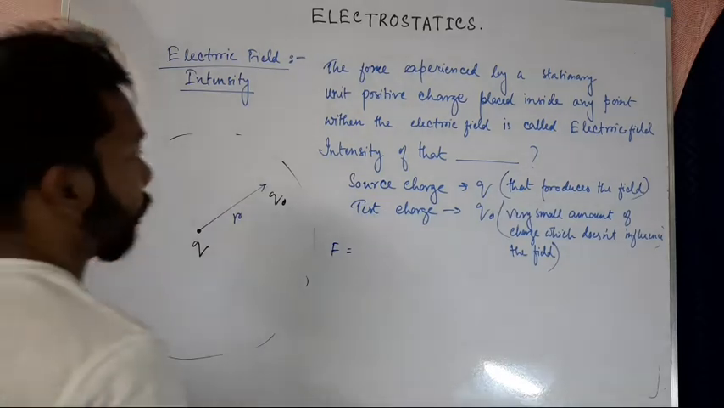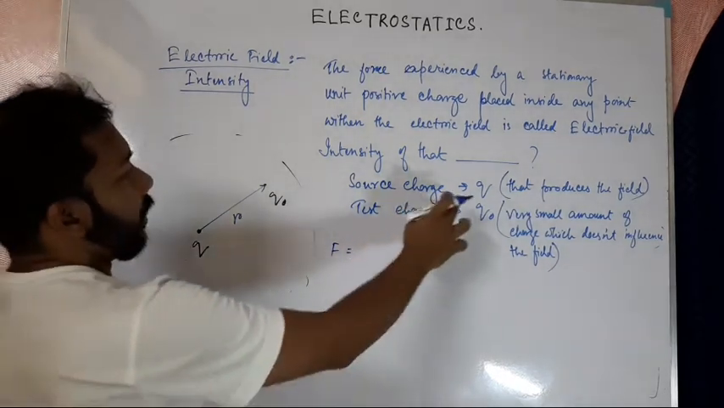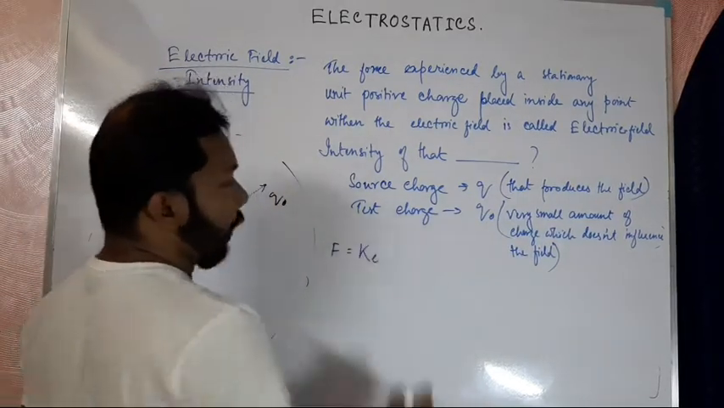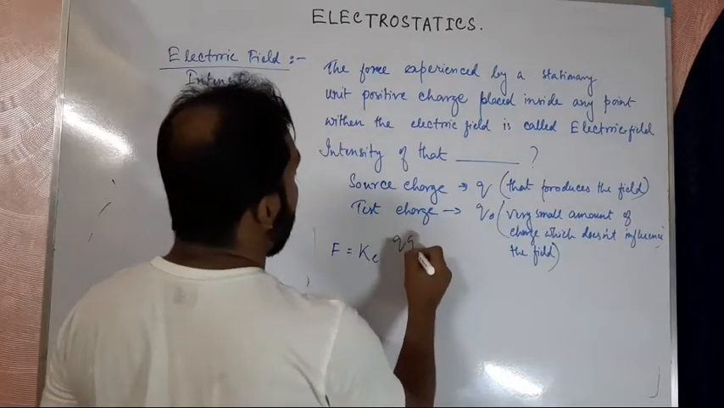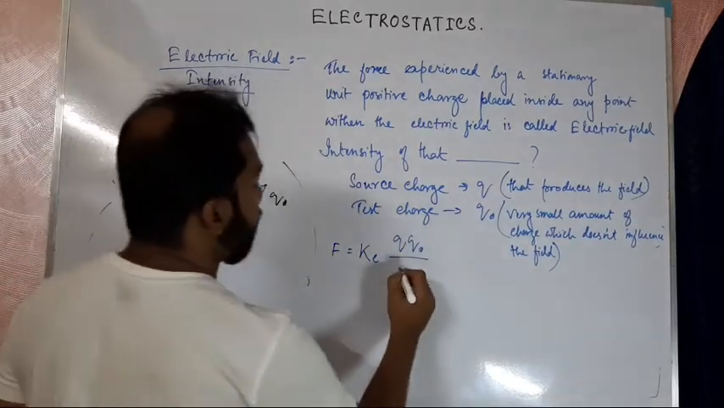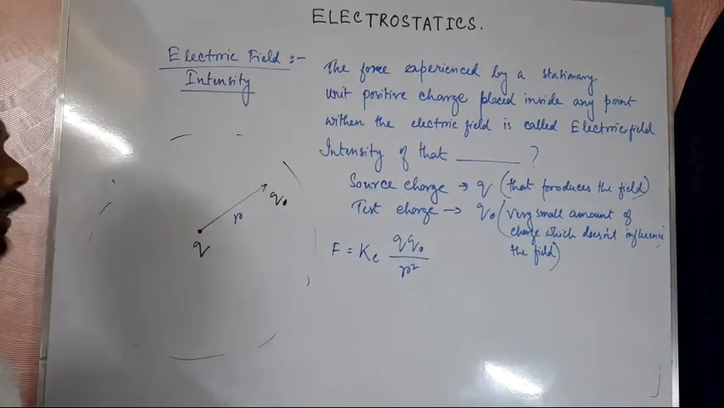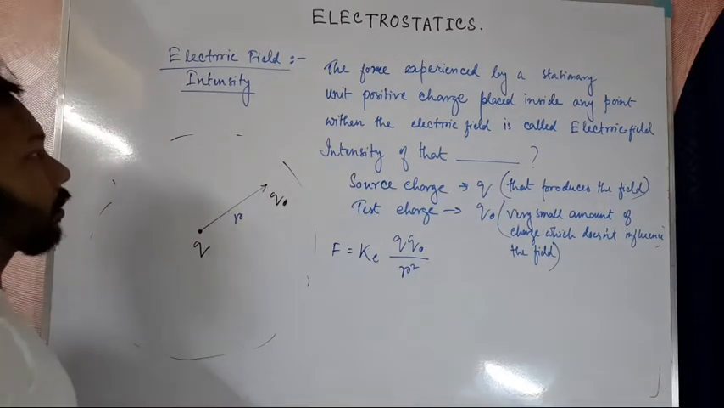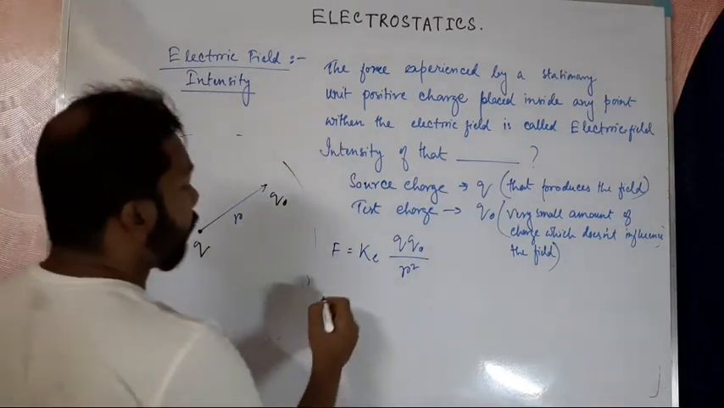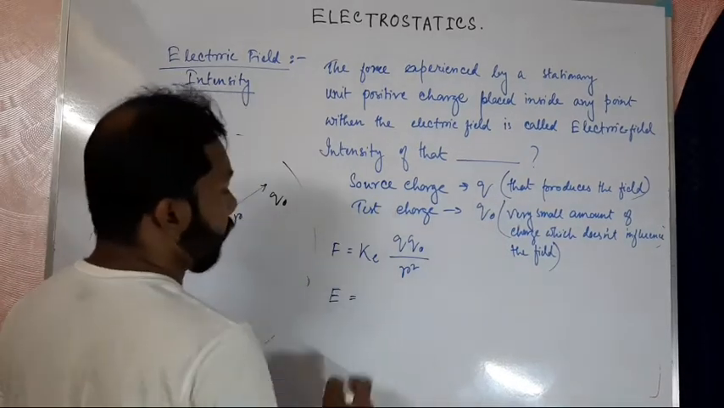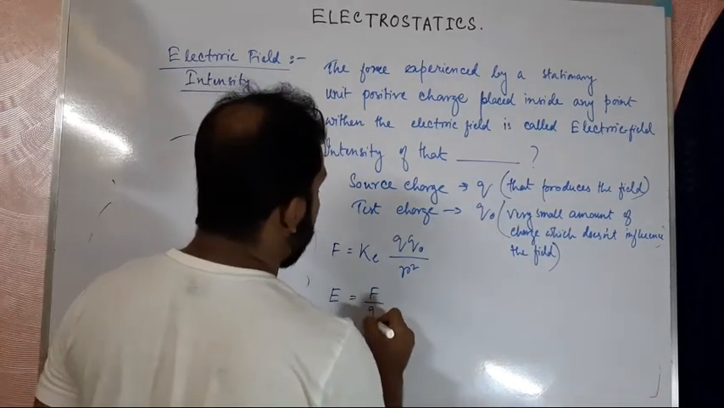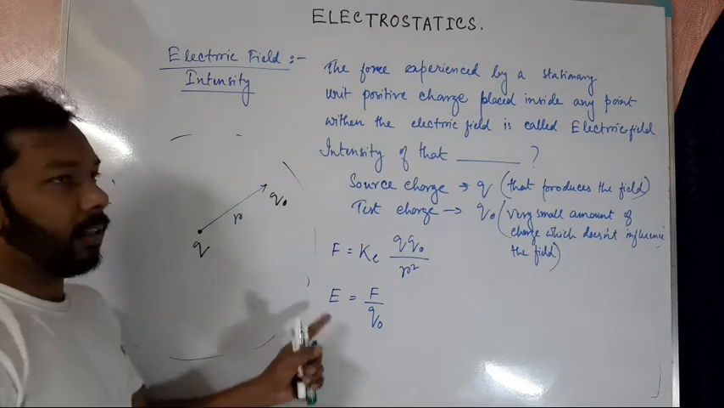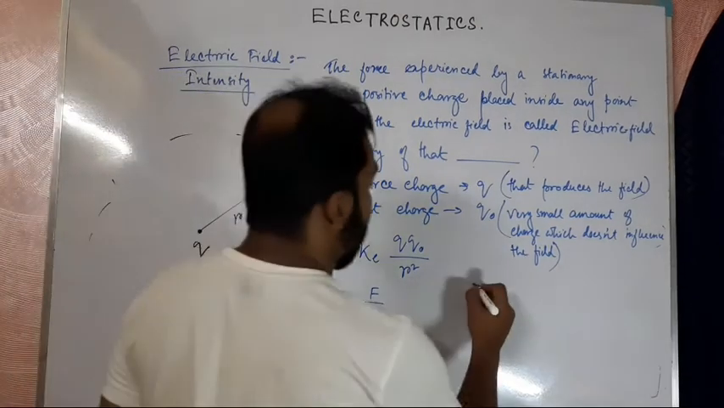Okay, so we have source charge Q, test charge Q naught, and the force between them will be Ke Q Q naught by the square of the distance R square, where Ke is the electrostatic constant. Writing it in magnitude, if this is the force, then from the definition the electric field can be written as the force per unit charge. So F by Q naught is defined as the electric field, represented by E. E is the electric field intensity.